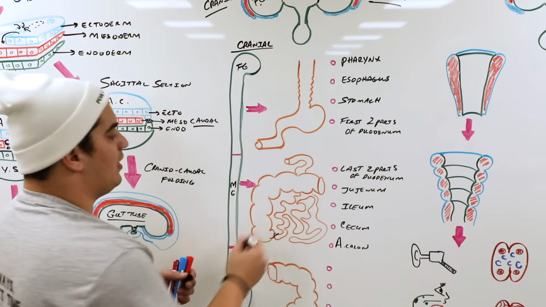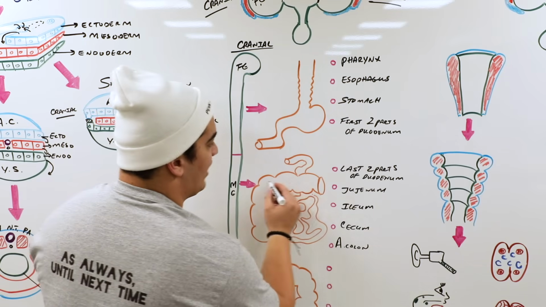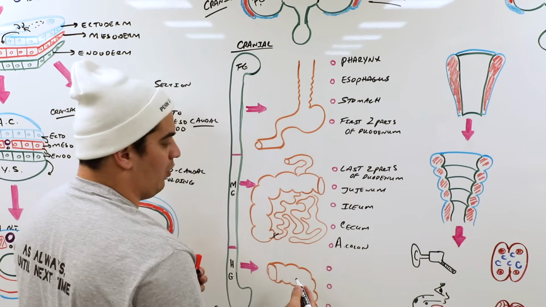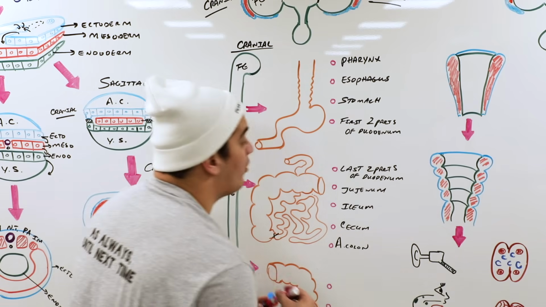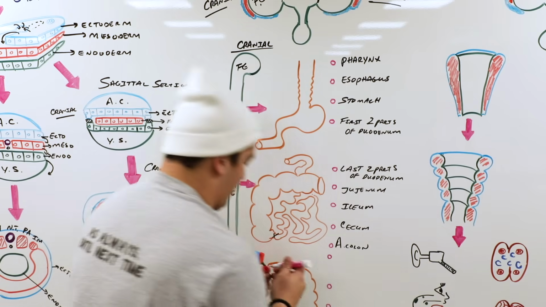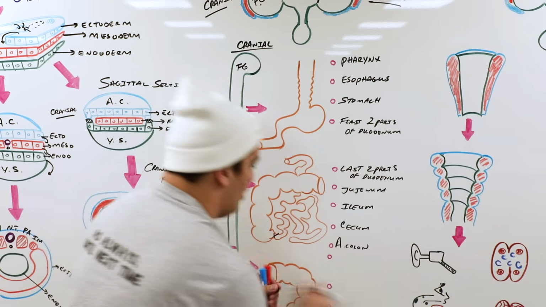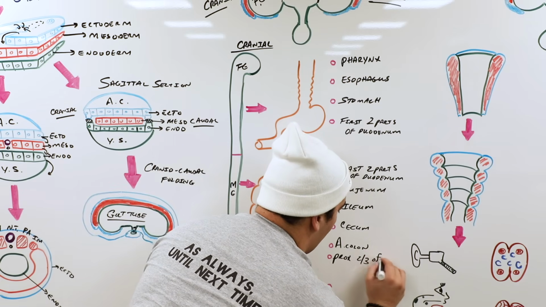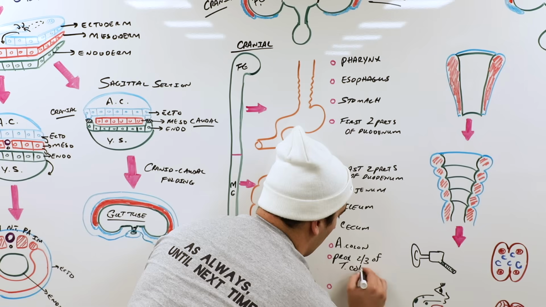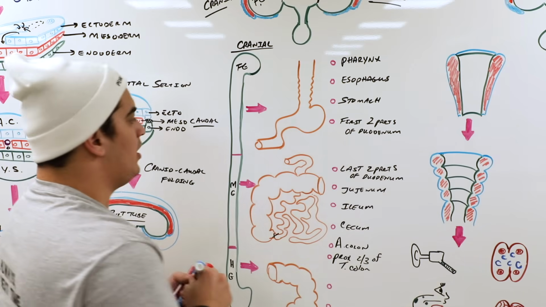And then what else? So you have ascending colon and you get to the transverse colon. What aspect of the transverse colon? So for that aspect of the transverse colon, it's going to be the first or the proximal 2/3 of the transverse colon. So proximal 2/3 of transverse colon. All right.